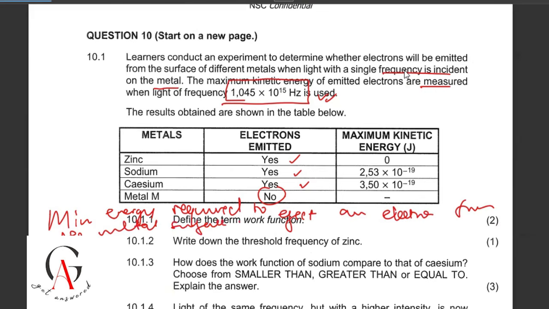Okay, and then write down the threshold frequency for zinc. Now, since they say that the maximum energy emitted is measured when light of this frequency is used, meaning that if the light is less than this frequency, then no electrons will be emitted. And the fact that with the zinc, electrons are emitted, in as much as the maximum kinetic energy is 0, what does this mean? It simply means that the threshold frequency is the 1,045 times 10 hertz. Okay.